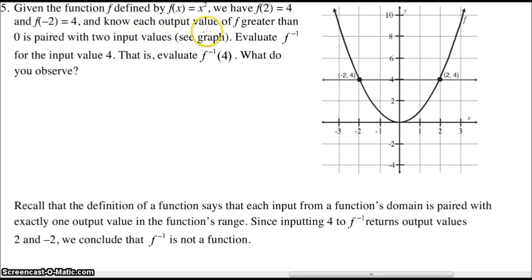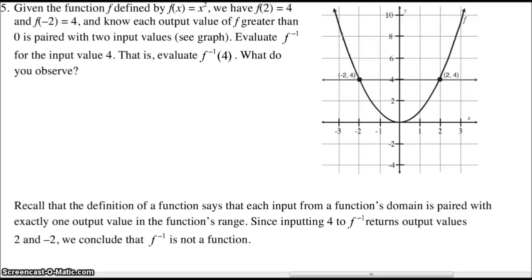And we know each output value of f greater than 0 is paired with 2 input values. Notice, like for the output value of 4, there are 2 values that go with it. -2 and 2 are the 2 input values that go with that. If we picked an output value of, say, 8, there's an input value here, looks like 2.7, and another here about -2.7. Both are inputs that correspond to the output 8.